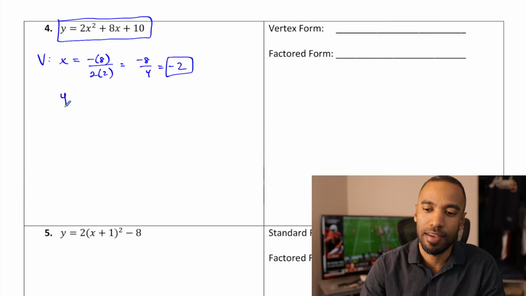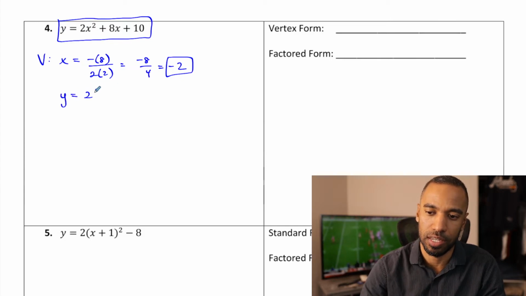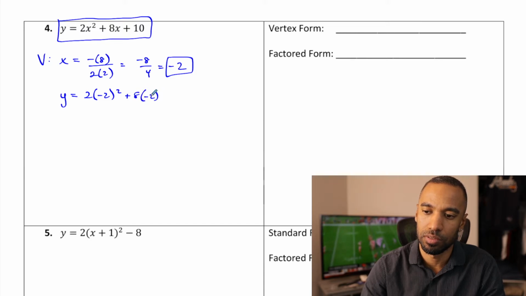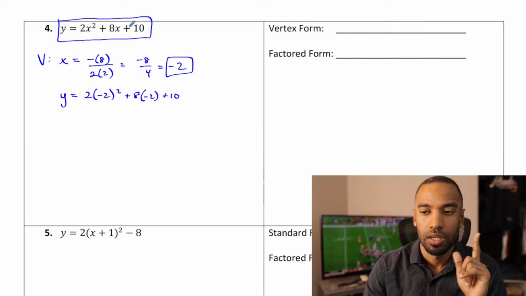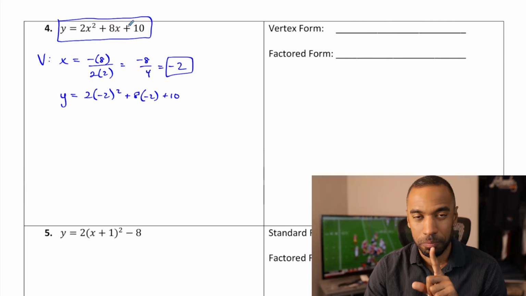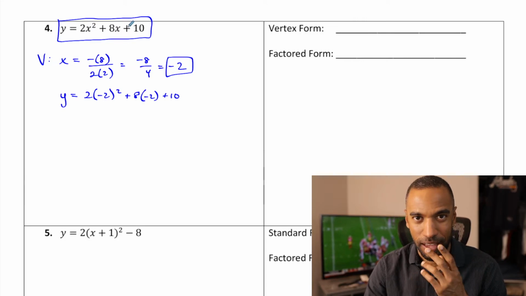All right. The y value, I'm going to substitute the x value into here. 2 times negative 2 squared plus 8 times negative 2 plus 10. Maybe if you want me to change numbers up, if I change this to a negative 10, it would actually be factorable.